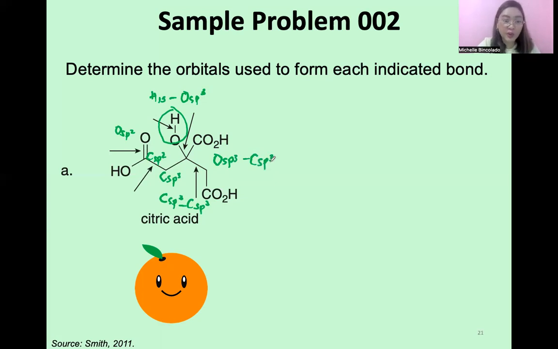Okay, so I guess we're done with the bonds here in citric acid. Just think of sp3, sp2, sp. It's similar to what we studied earlier.